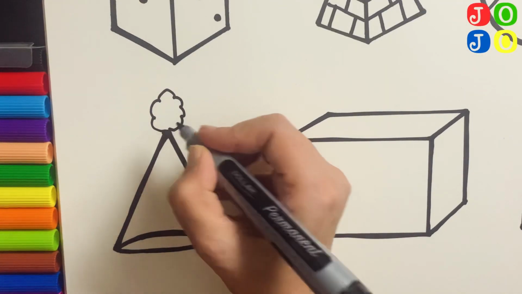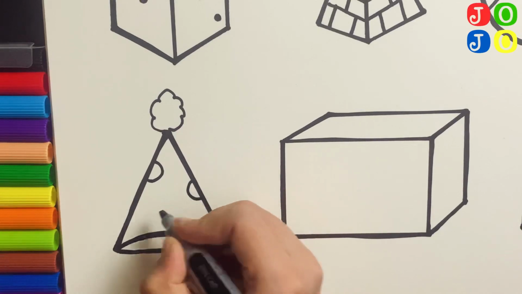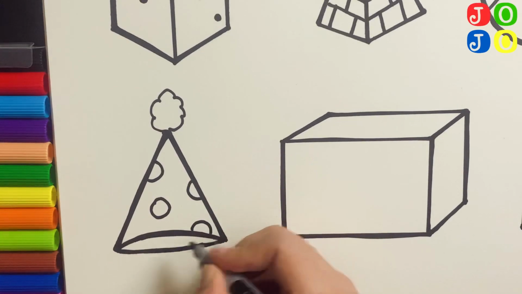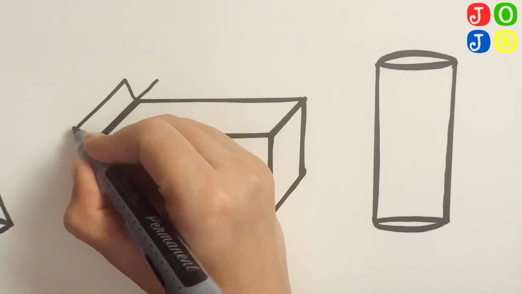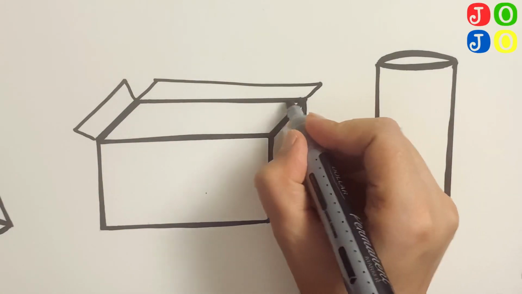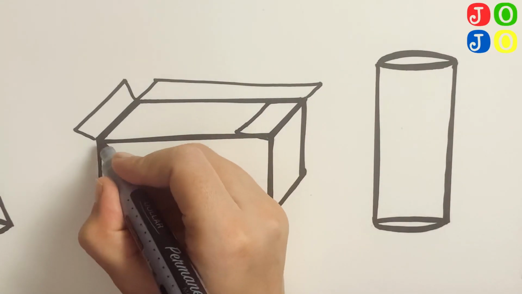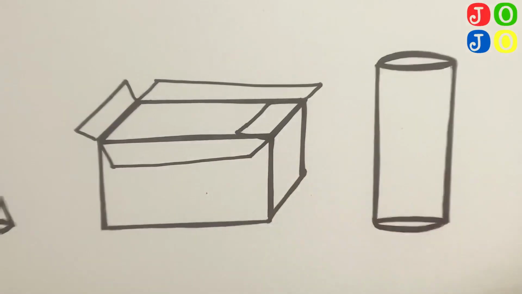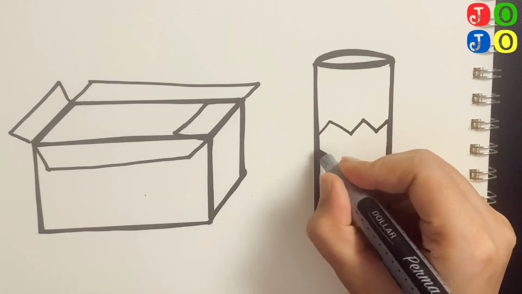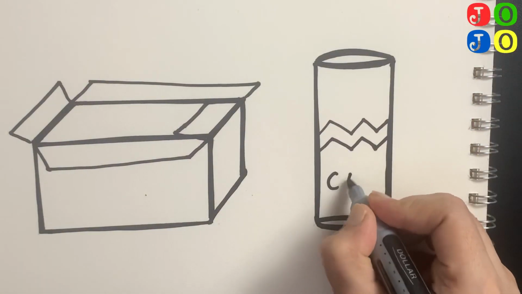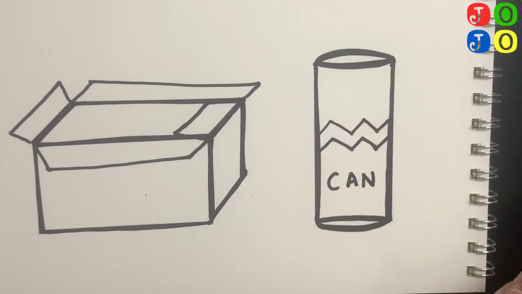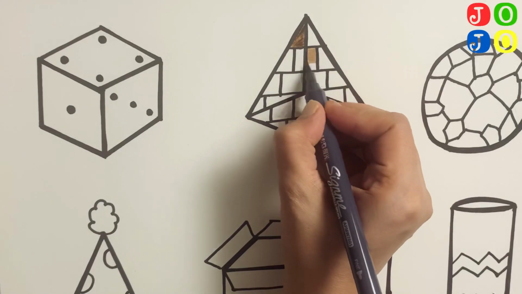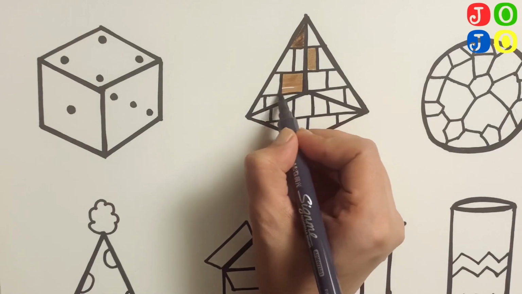And a cone can change into a birthday hat. Can you see? And we are changing our cuboid into a box. It can be a mystery box, and a cylinder can change into a can. Now we are coloring these shapes. Keep watching the video.